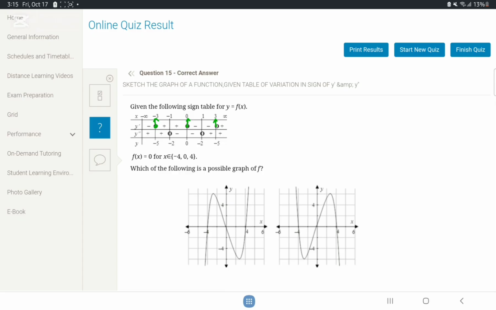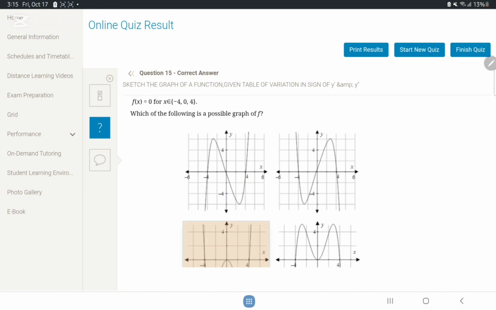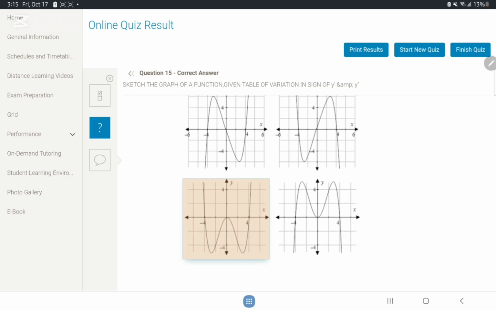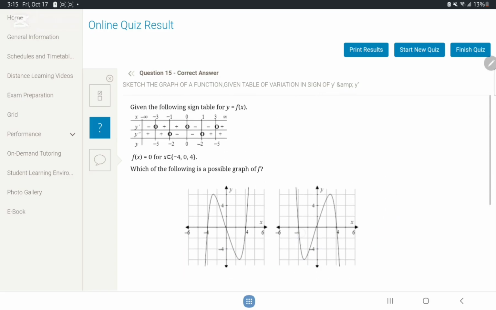So first of all, they give us information: when f of x is equal to 0, or when y is equal to 0, since y is equal to f of x, we will get certain values of x. We call those x-intercepts because they intersect the x-axis at these following points. But this information is useless since all of these 4 graphs actually intersect the x-axis at these points. So we're just going to have to rely on the table of variation right here.